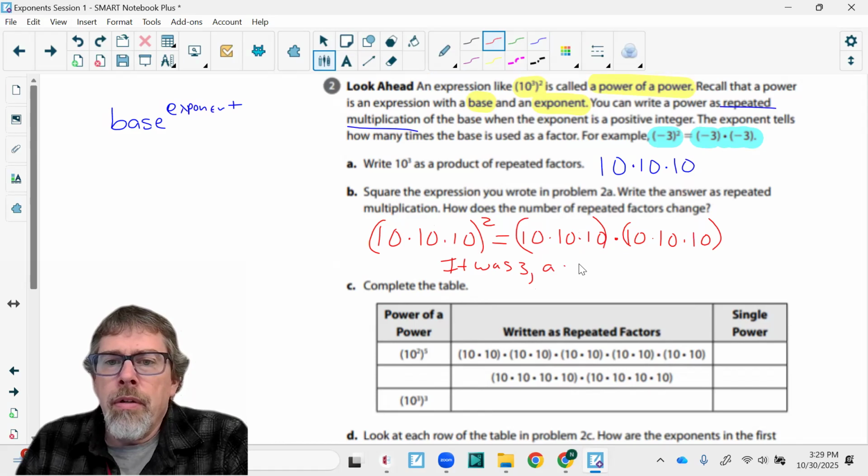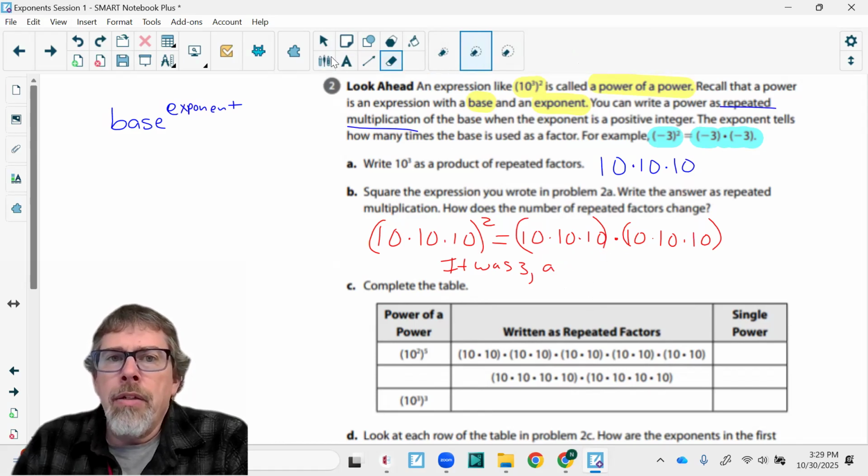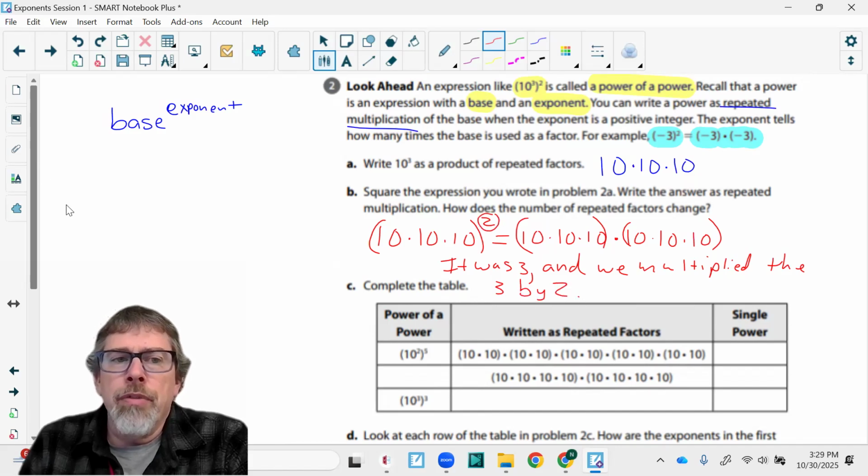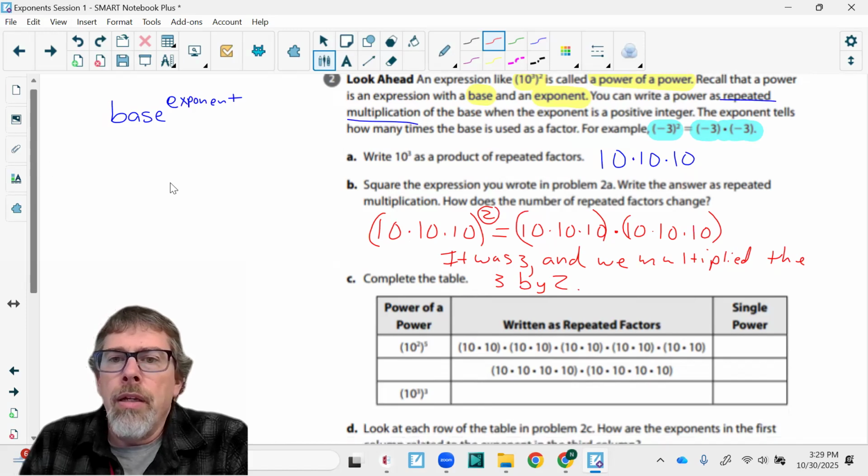In A and B, we multiplied the 3 by 2. Okay, so we're multiplying those 3 by this power of 2. So there were 3, and 3 times 2, there are now 6.